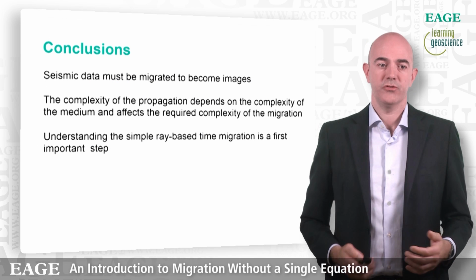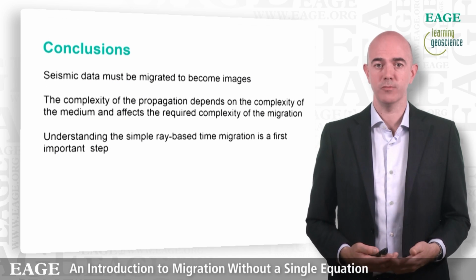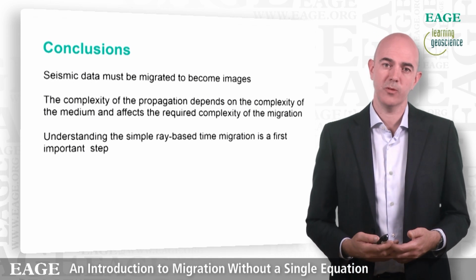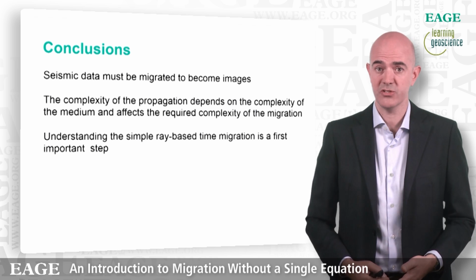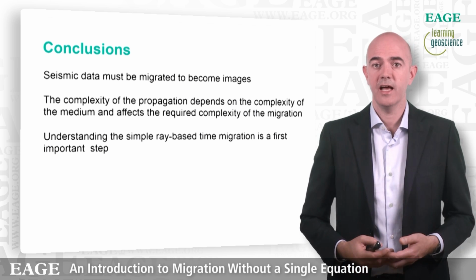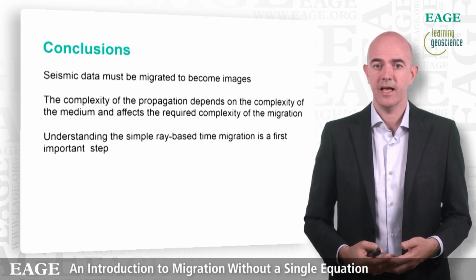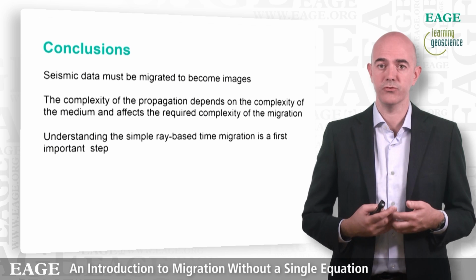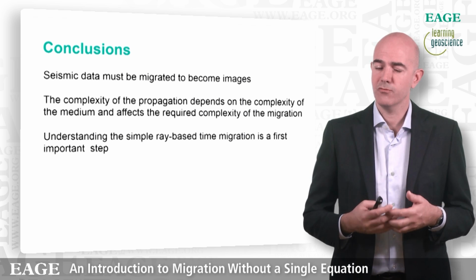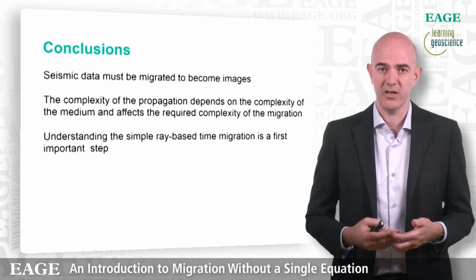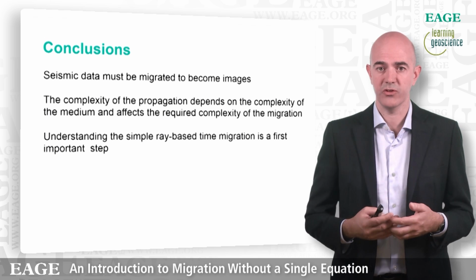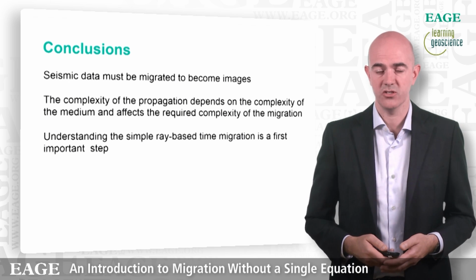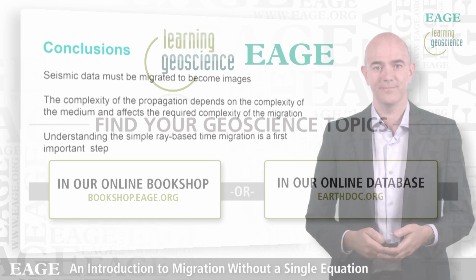Okay, we come to the conclusions. The conclusion is that seismic data must be migrated to become images of the subsurface, and they must be correctly migrated. The complexity of the propagation is directly a function of the complexity of the subsurface, of the medium that we want to image, and of the velocity structure of this medium. And the more complex the medium, the more advanced and complex the migration algorithm that we have to use to image it. But even if we discussed only the simplest ray-based time migrations, understanding these principles makes you take the first steps in understanding the different migration strategies and the seismic imaging.